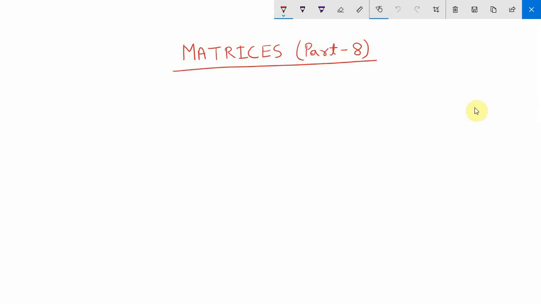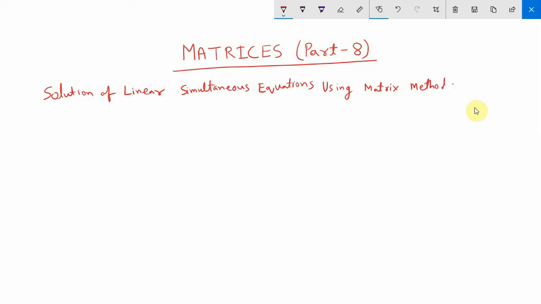Solution of linear simultaneous equations using matrix method. So we will solve linear equations using matrix method.